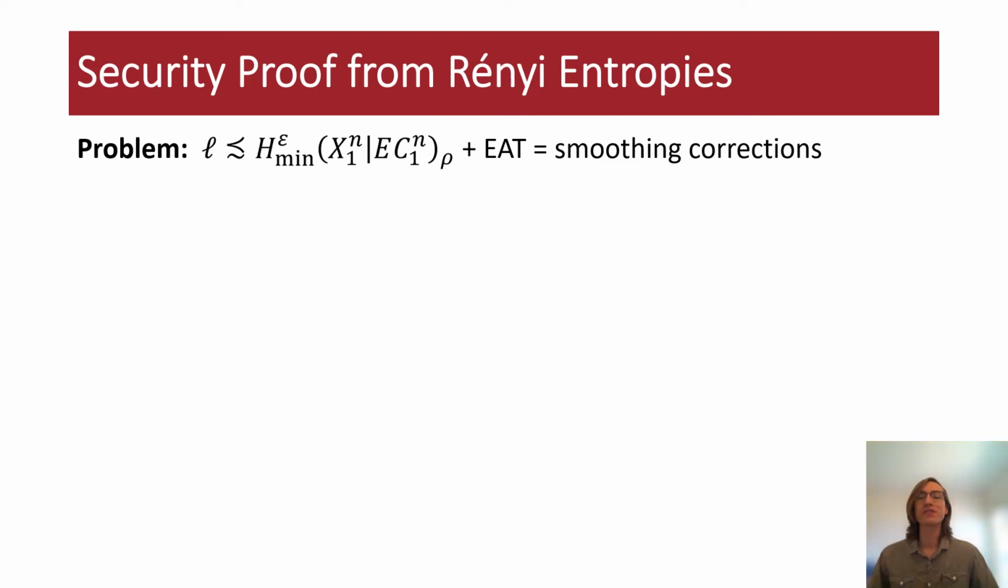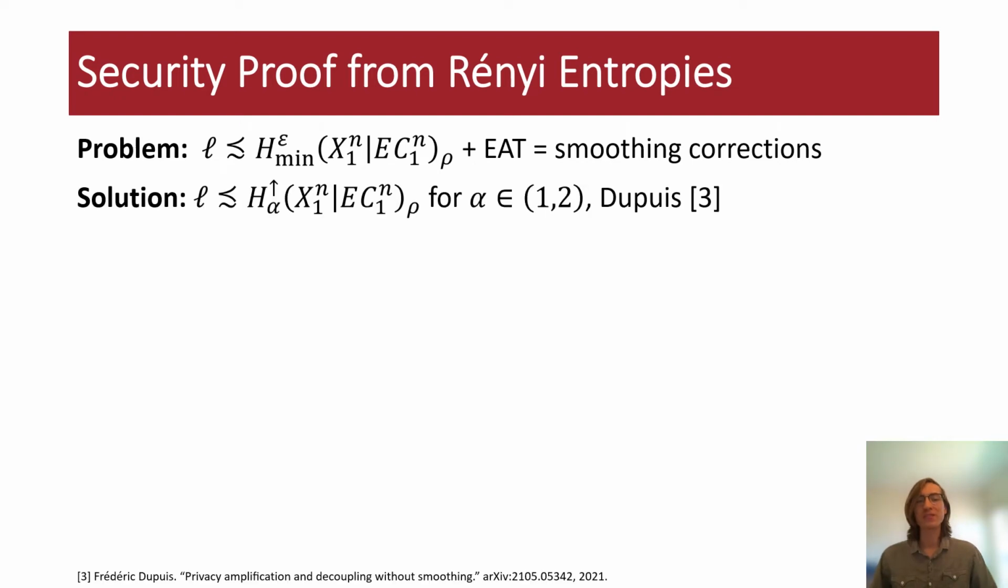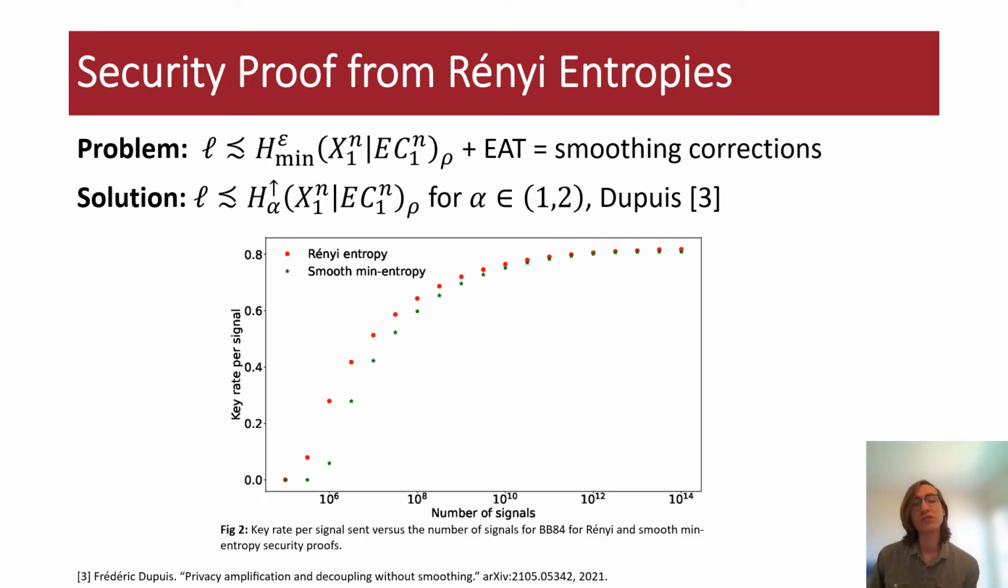And there's no real reason to believe these smoothing corrections are real, and we want good small block length key rates because that's practical for actual implementation. So we want to fix that. And the way we fix it is we use the leftover hashing lemma that Dupuis recently established using Rényi entropies, and then we modify the entropy accumulation theorem slightly so that we can do our whole security proof in terms of Rényi entropies, and then we don't have these smoothing correction terms. And this actually turns out to really improve the key rate in the small block length.